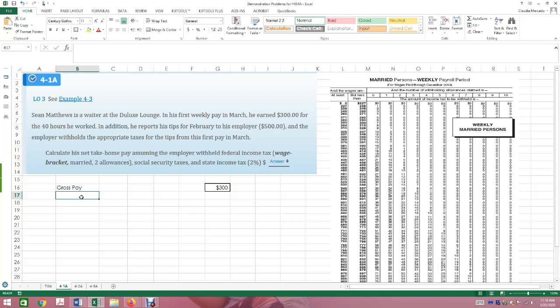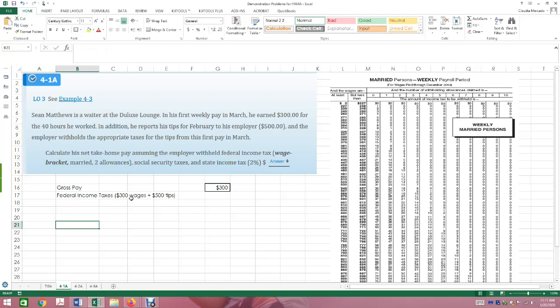Now from that, I need to deduct federal income taxes. But when I deduct my federal income taxes, I am going to deduct taxes on the $300 of wages plus the $500 of tips. So when I look at my federal income tax table, I'm not going to look at the figure of $300.